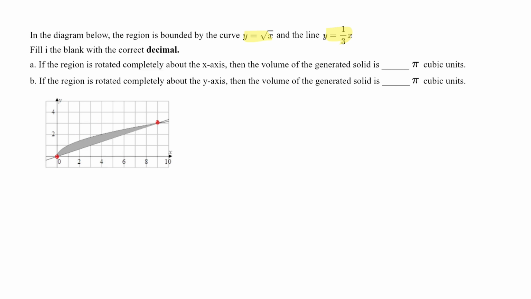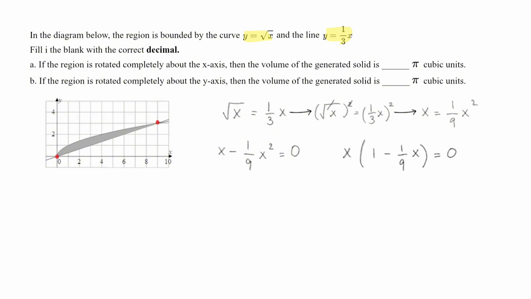We find the intersection points by setting the equations equal to each other. Square root of x equals 1 over 3x. Square both sides to get x equals 1 over 9x squared. Moving everything to one side gives us x minus 1 over 9x squared equals 0. Factor out the x. x times the quantity 1 minus 1 over 9x equals 0. This tells us our boundaries are x equals 0 and x equals 9.